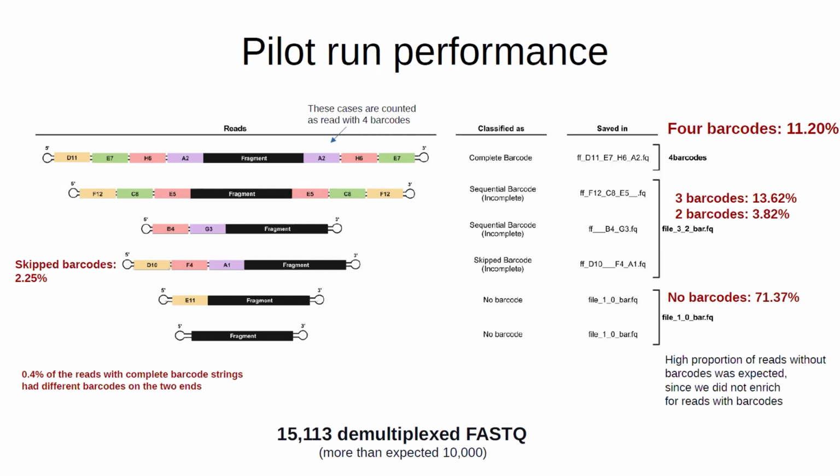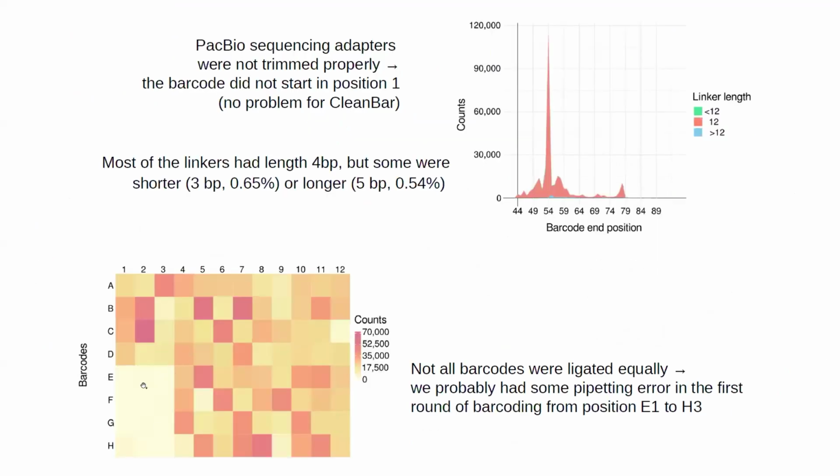So maybe we were losing a lot of time by recovering all the materials from all the wells. So we recovered 15,000 single cells. This is pretty good, and more than expected. On the other hand, I will show you on the other slide that this portion of the plate, with the barcodes starting from E1 to H3, these barcodes were not ligated properly. So probably there was some error during our pilot run. But anyway, this is the result. This is how it went. And I guess that next time we will perform better.